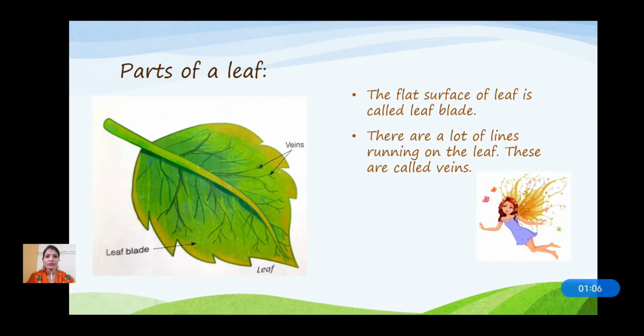Now, you know only leaf. Leaf is a part of a plant, but leaf also has parts. Now, it is divided into two parts, veins and leaf blade. Now, what are veins and what are leaf blades? Leaf blade means, can you see the surface? Whatever green, plain surface on a leaf, it is called leaf blade. And the very small lines which run across the leaf, there are a lot of lines running on the leaf. These are called veins. So parts of leaf: blade and veins.